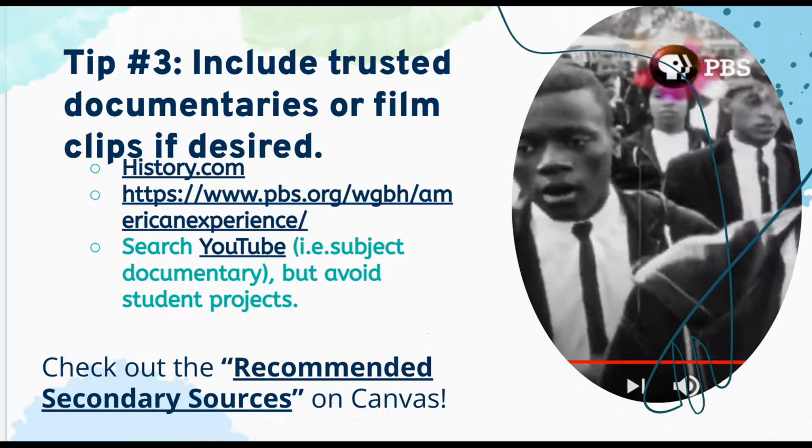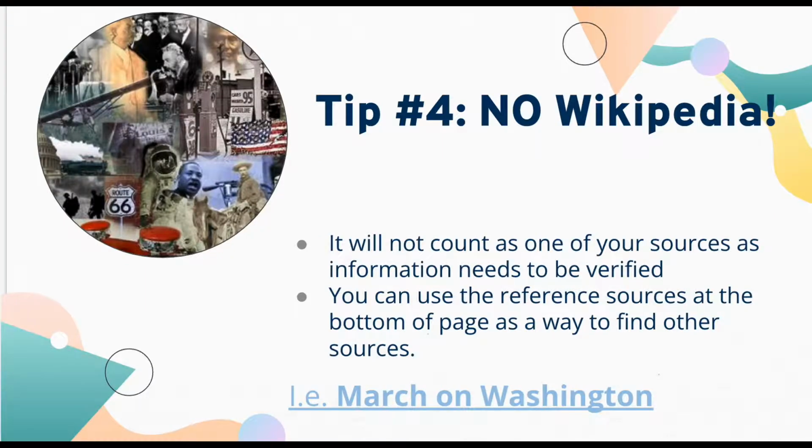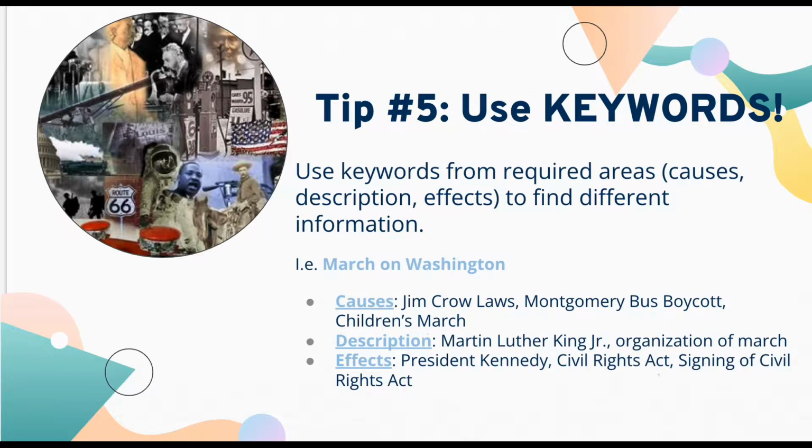Tip 4. Know Wikipedia. We all know that Wikipedia can be a useful source. We actually want to use Wikipedia just for its source list, because people can change it and it's not always verifiable. So this cannot count as one of your sources. You can, however, look at the list of sources at the bottom to help you if you want to find other ones.